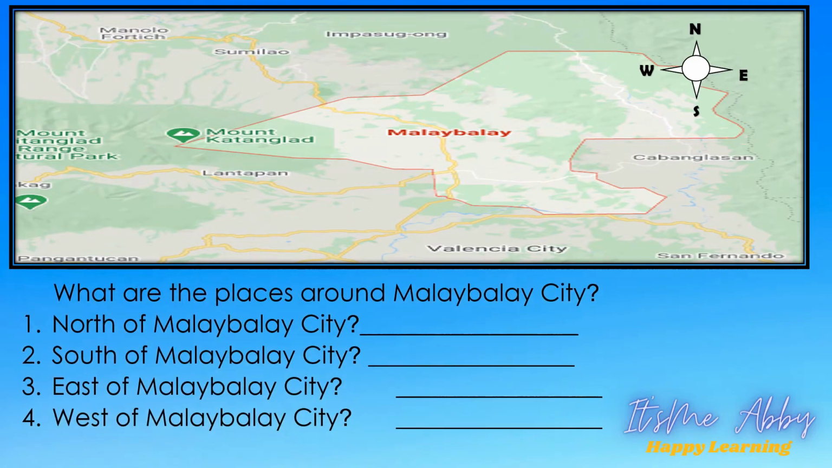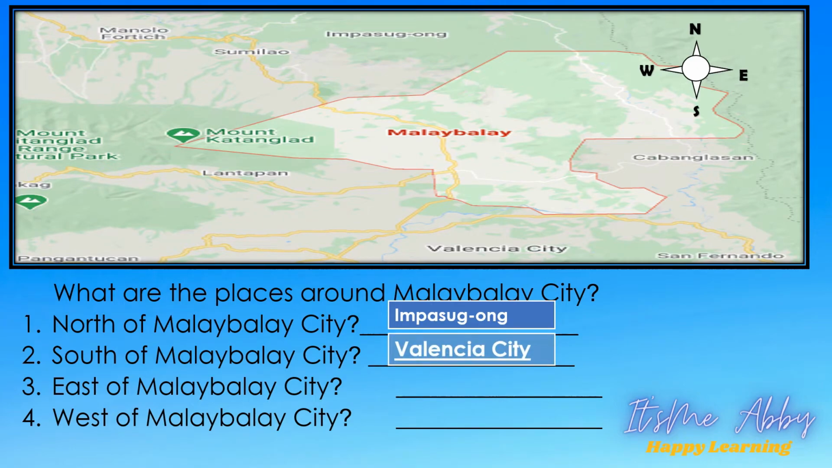Let's try to understand or to interpret what this map means. Let's begin. We need to answer the following questions. What are the places around Malaybalay? How about north of Malaybalay City? Can you find it? It's in Pasugong. How about the south of Malaybalay City? Try to scout, try to search, try to find. The answer is Valencia City.